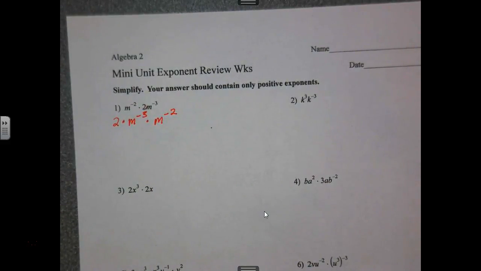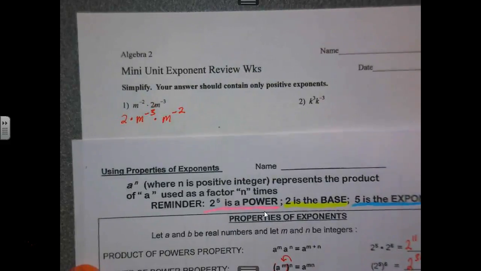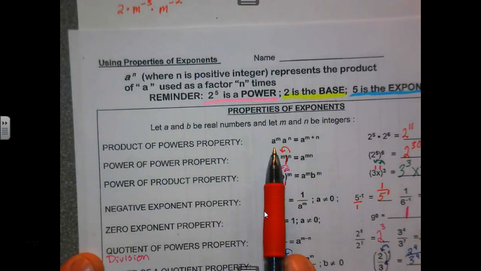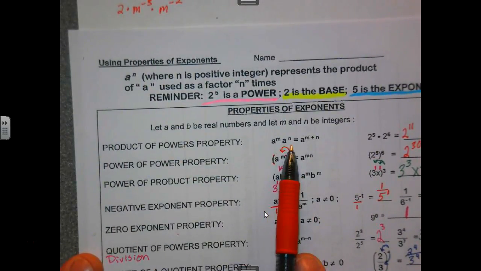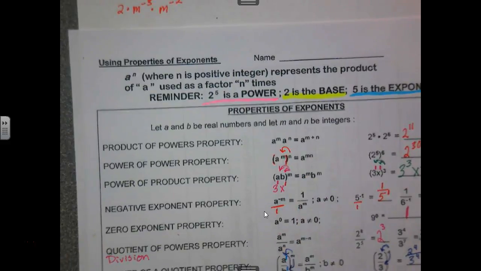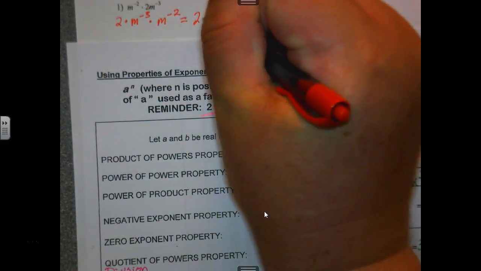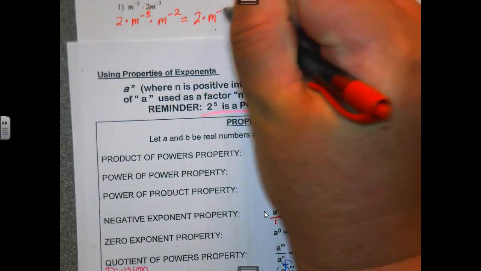Now, you're right. If you're looking at your note sheet, I've got 2 bases that are the same. I'm going to add those exponents. It would be negative 5. So I have 2 times m to the negative 5.